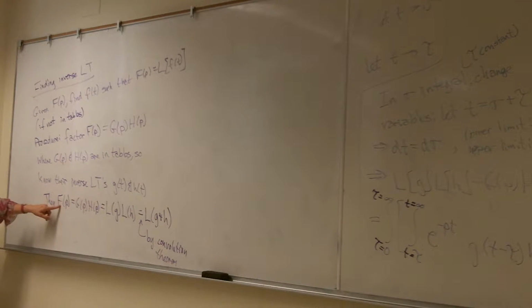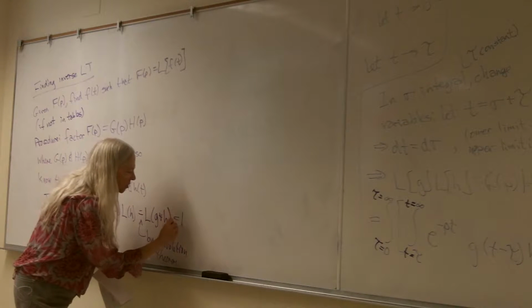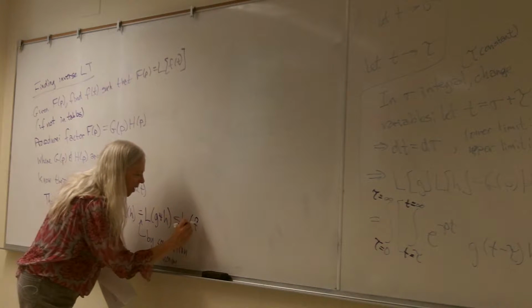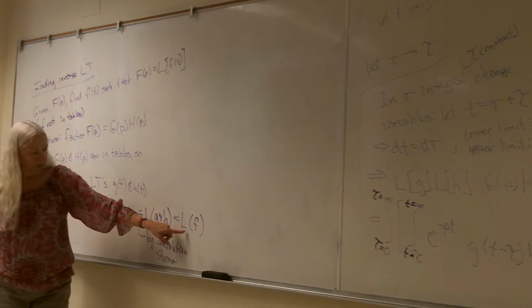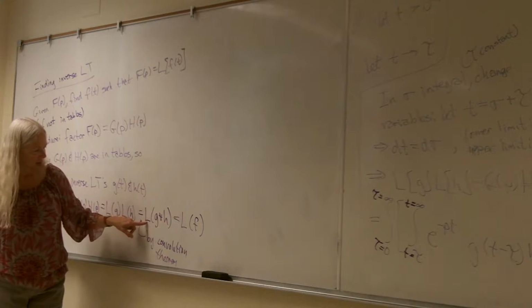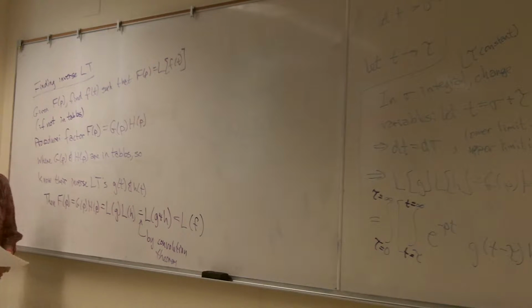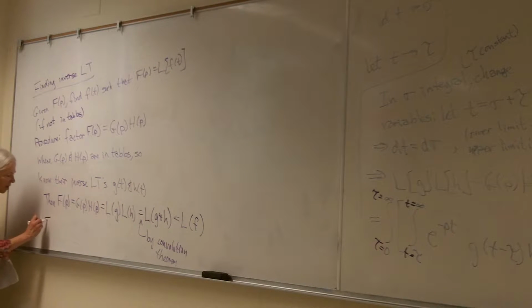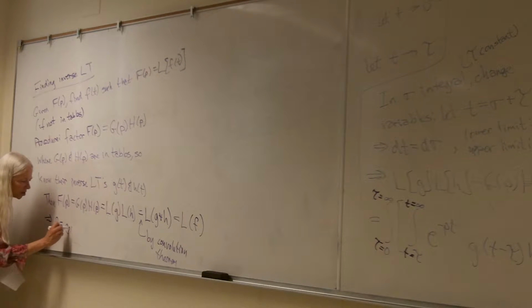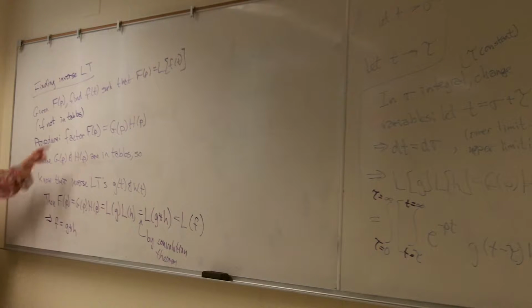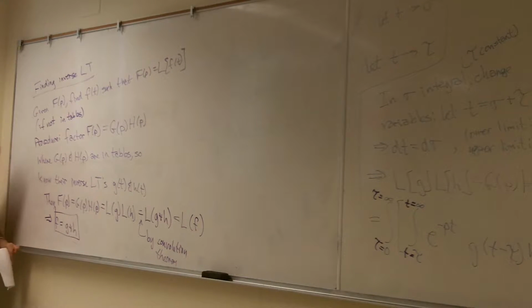Well, we started with capital F of p here, and capital F of p is by definition the Laplace transform of little f of t. Okay? So if the Laplace transform of little f is equal to the Laplace transform of the convolution of g and h, then that means little f is equal to the convolution of g and h. Okay? And it was little f that we wanted to find, so this is how we do it. Okay? So let's look at an example of that.